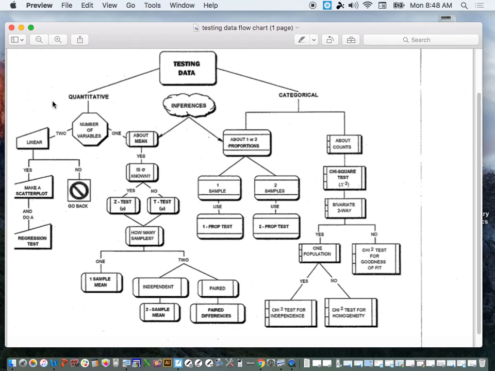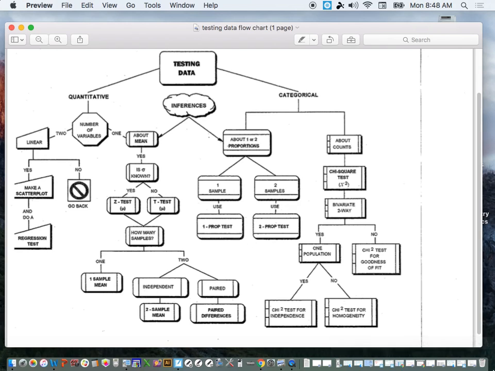Pretty much always sigma is not known, so we're going to do a t-test for means, a one sample t-test if we just are trying to figure out is the mean this, or is there evidence that the mean height is bigger than this or smaller than this? Or if there are two samples, then we do either a matched pairs t-test or a two-sample t-test.